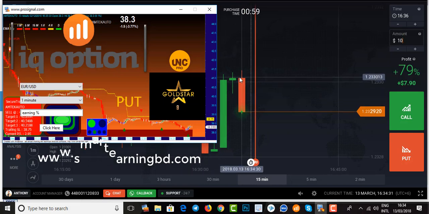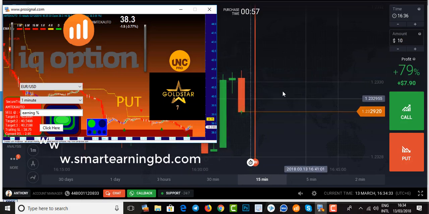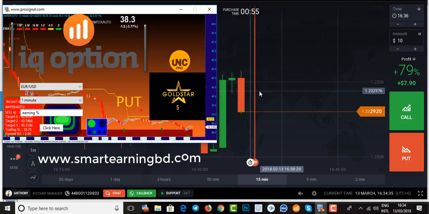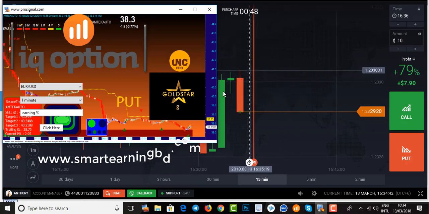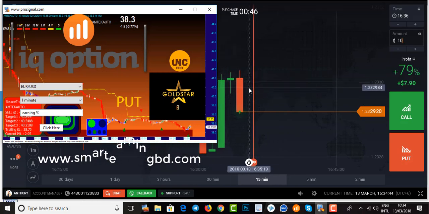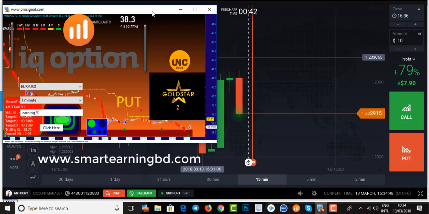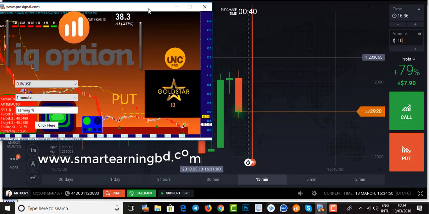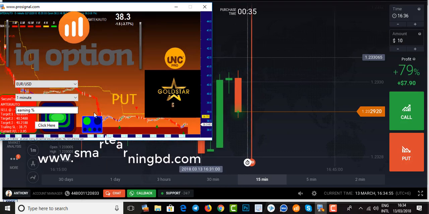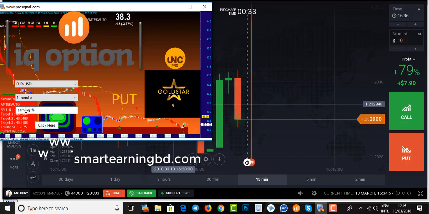When you see the candle move is very fast, you don't need to trade with another. Just try to understand the candle position. Without understanding the market, you cannot make profit with any robot or anything. First need to understand the market. Okay, I wait for another signal.